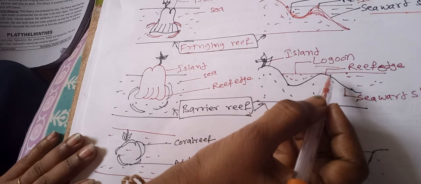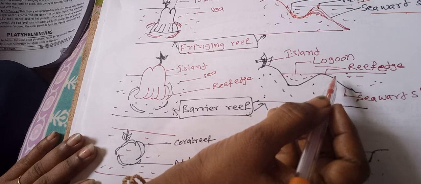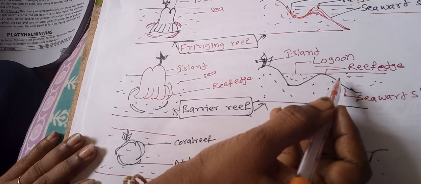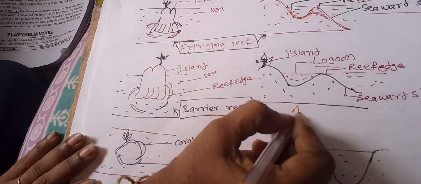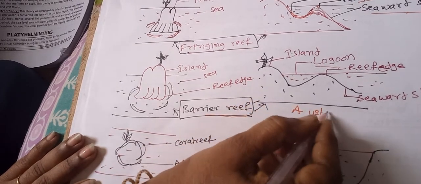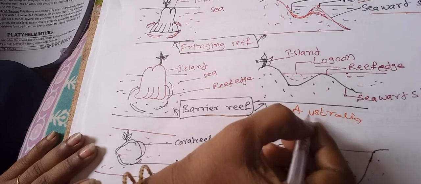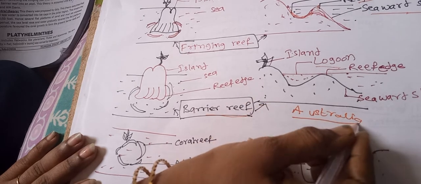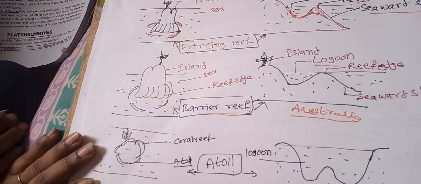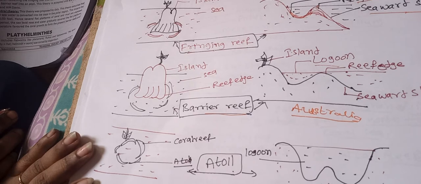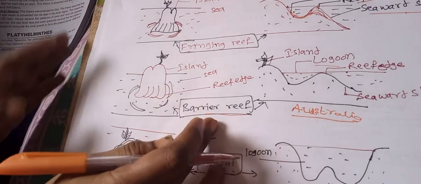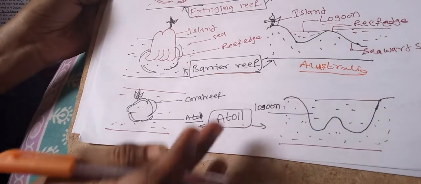The world's largest and the most noted one is the Great Barrier Reef of Australia. Very important, Australia. The most noted one is the Great Barrier Reef of Australia. These are barrier reefs. Next one, atoll.